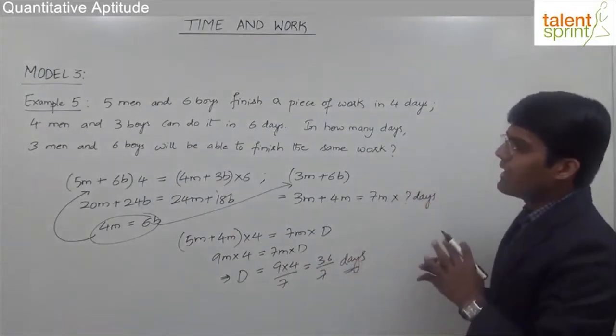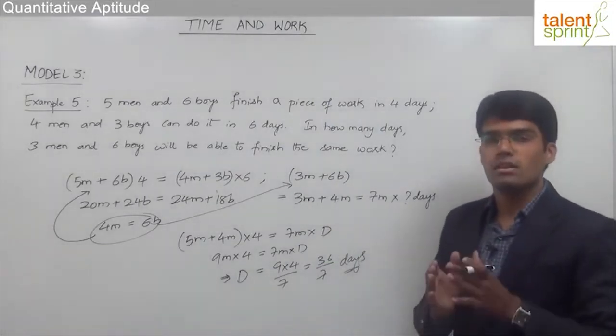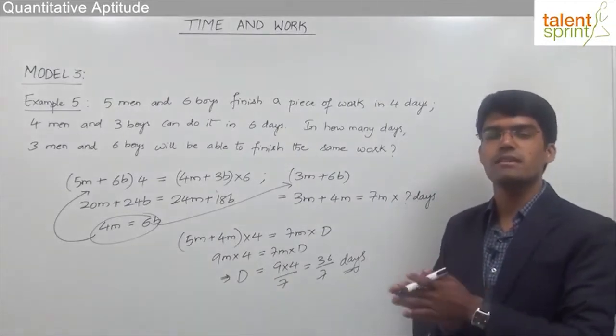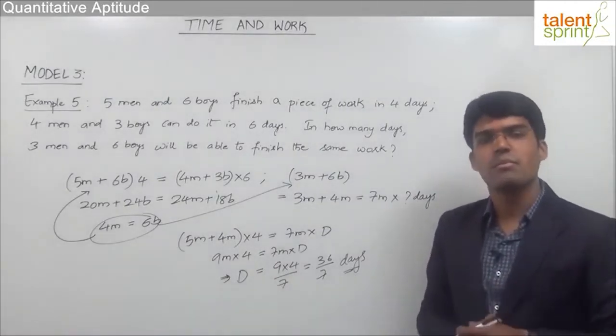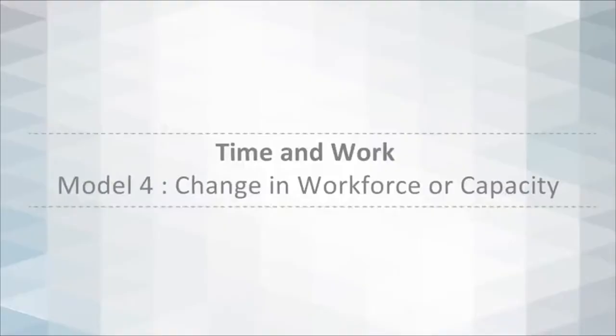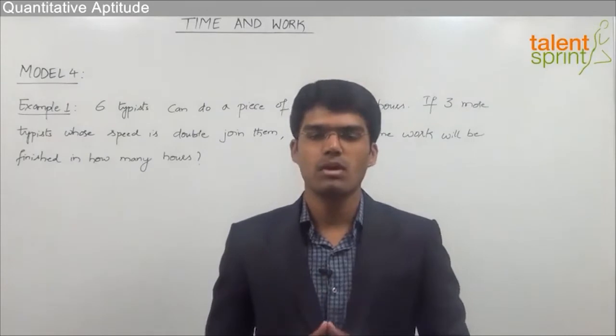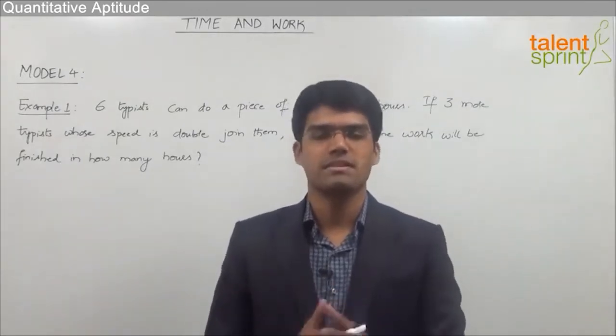So that's how in all these examples that we have discussed from module 3, we can always go for the concept of measurement of work in terms of number of persons into number of days, and always balance the total work to get the required answer. Let us now discuss the fourth model from time and work, where the questions are based on efficiency.